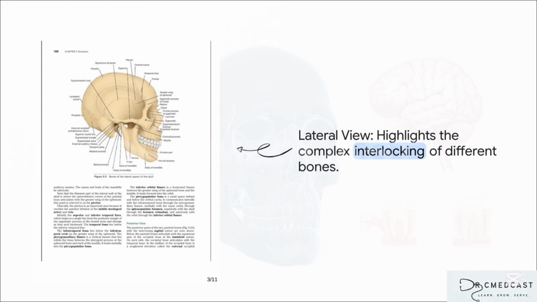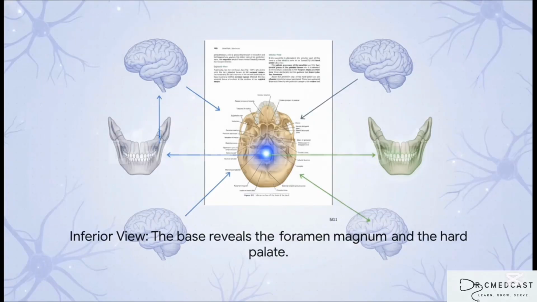What's so interesting here is that you can really appreciate how these different bones interlock in such a complex way. You can see where the parietal bone meets the temporal, the sphenoid, and the zygomatic. It's just a fantastic illustration of how all these separate pieces come together to form one incredibly strong unit. And now for the inferior view. So we're looking up at the base of the skull.